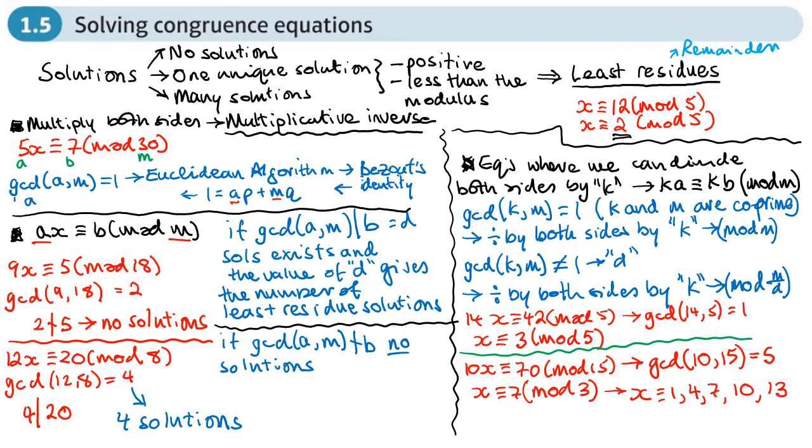So p is the multiplicative inverse. The value of p that we get after doing the Euclidean algorithm and Bézout's identity, that value of p is equal to the multiplicative inverse, and this is what we'd multiply both sides by, and then we'll be able to solve the equation.